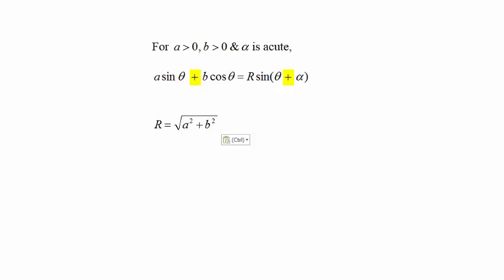The value of r will be equal to the square root of a squared plus b squared, taking the positive value. Tangent alpha will be equal to the value b over a, and alpha can be found by using tangent inverse of the value of b over a.